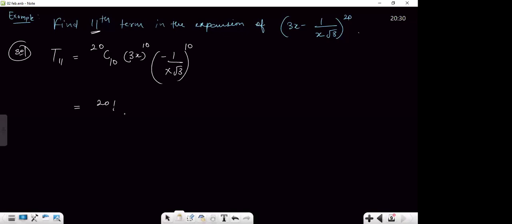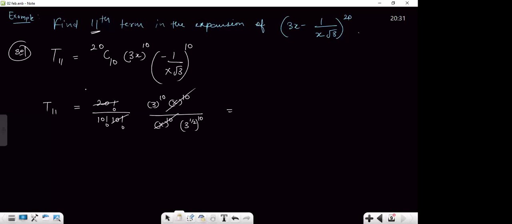20 factorial divided by 10 factorial into 10 factorial, that is the 11th term. 3 raised to power 10 into x raised to power 10, minus 1 raised to power 10 becomes plus 1, divided by x raised to power 10 into root 3, that is 3 raised to power half, raised to power 10. x raised to power 10 cancels x raised to power 10. Okay, and let's solve this.